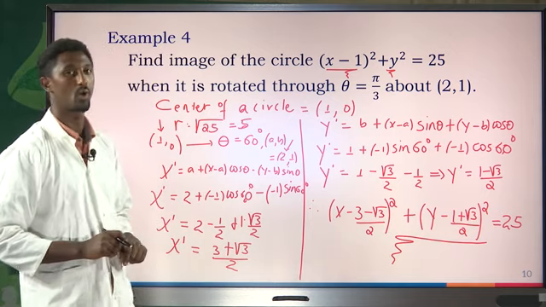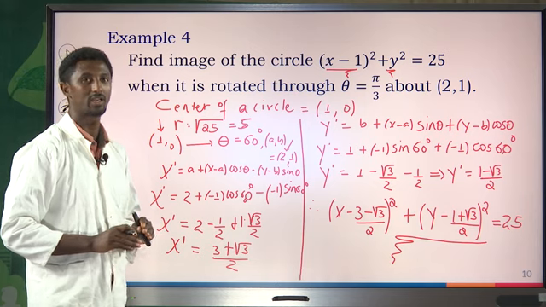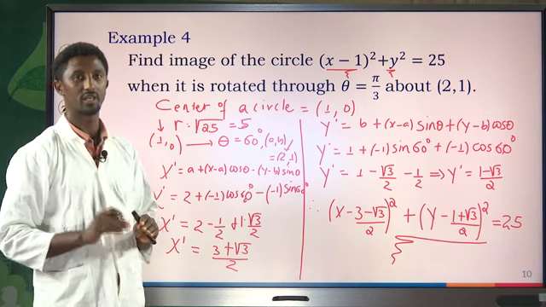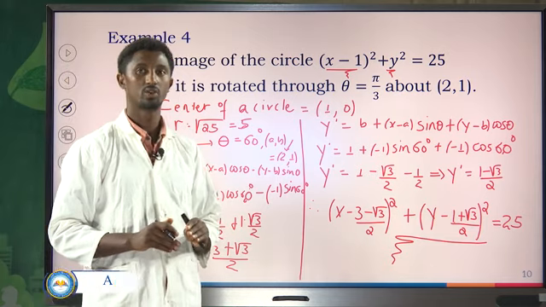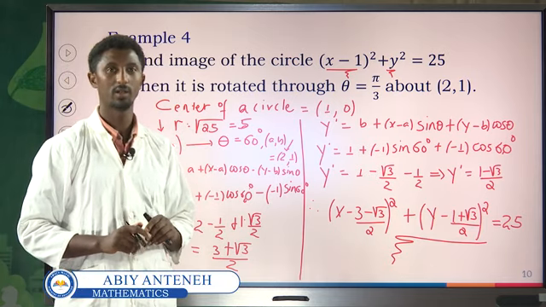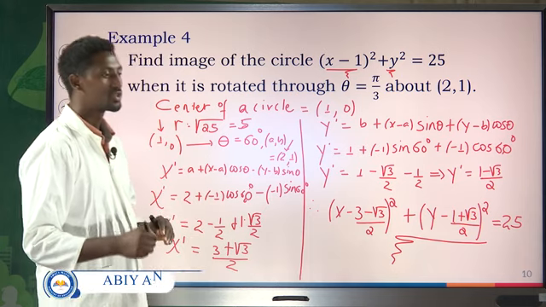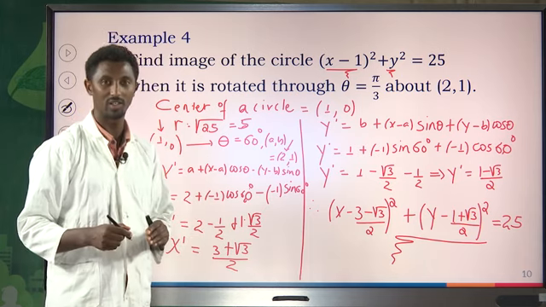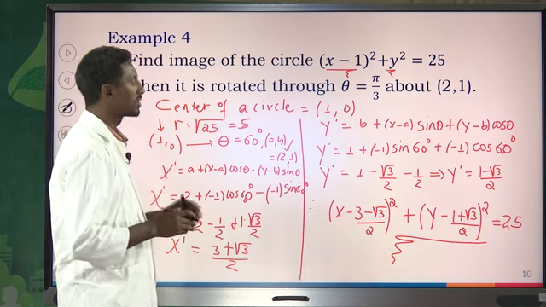about (2, 1). So here, what is the main point? To find the image of a circle after it is rotated through theta about the center of rotation (2, 1) or any point, take the center of the circle and find its image. So the image of a circle is a circle with that point as center and the same radius.